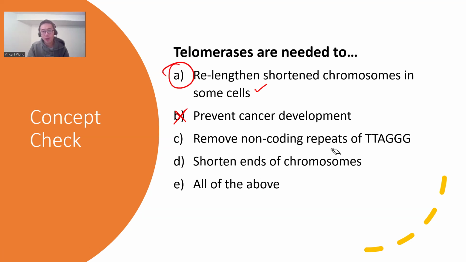Remove non-coding repeats of TTAGGG. No. The telomeres are TTAGGG. So if anything, telomerase actually adds the TTAGGG, right, to rebuild the telomeres, right? They do not shorten the ends of the chromosome, they actually make it longer. Okay, so the answer is A.